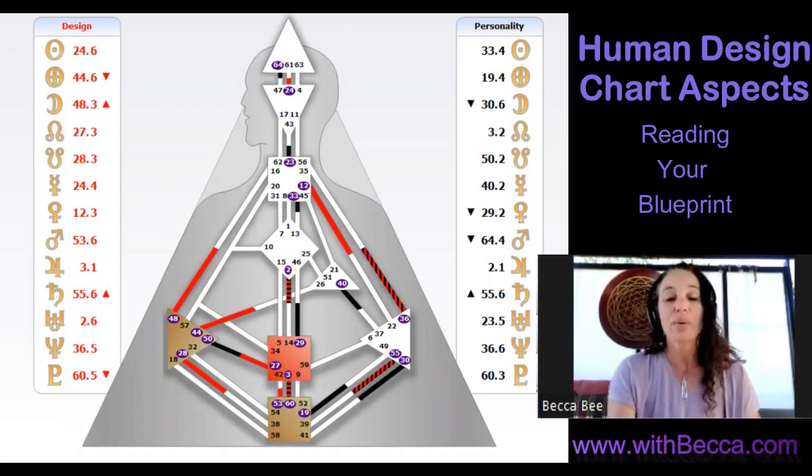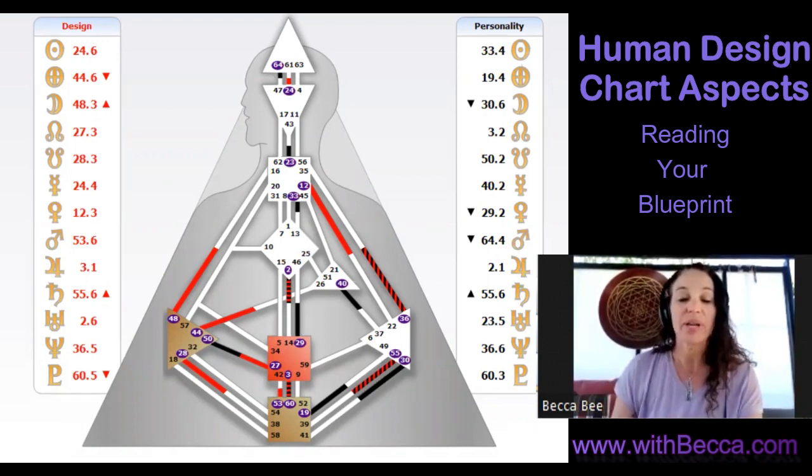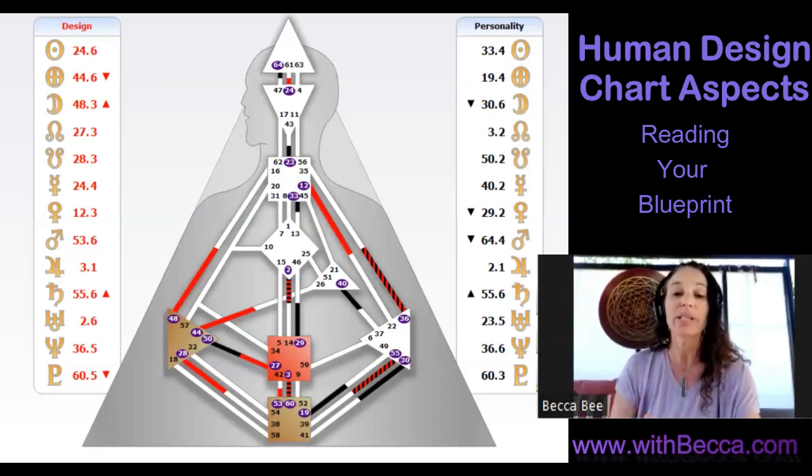In today's video, we are going to answer two main questions: how are the numbers decided and why are they placed where they're placed on our chart? And the other question we're going to look at is, what is the difference between the red numbers and the black numbers, or the red lines and the black lines in our chart?